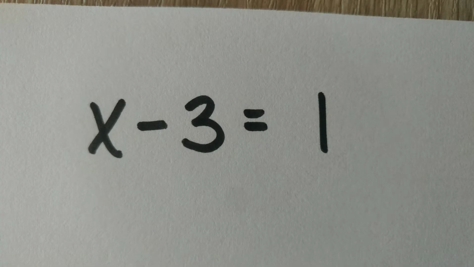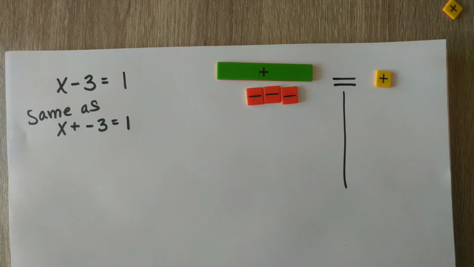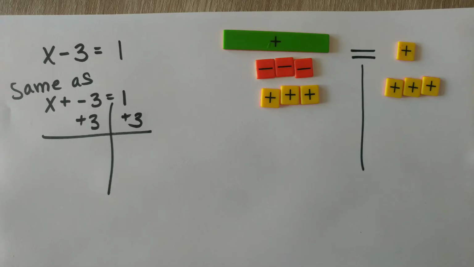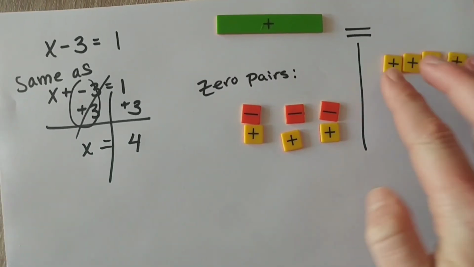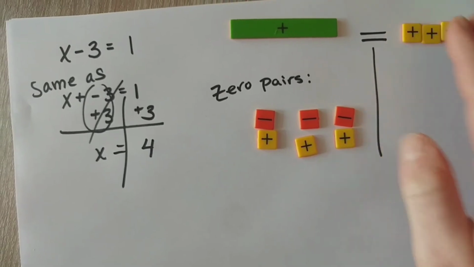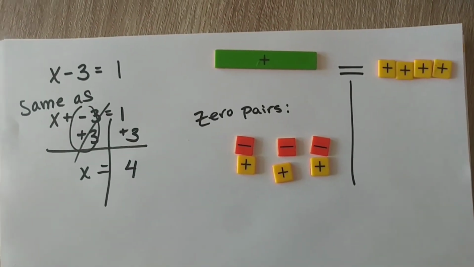Alright, one more example here. We're looking at x minus 3 equals 1. This time there are 3 negatives on the left side with x. To cancel out those 3 negatives, we're going to add 3 positives. We need to do the same thing on both sides. On the left side, x is now by itself, which is what we wanted. On the right side, nothing cancels. There are no zero pairs because there are only positive tiles, and when we count those, we see that x equals 4.